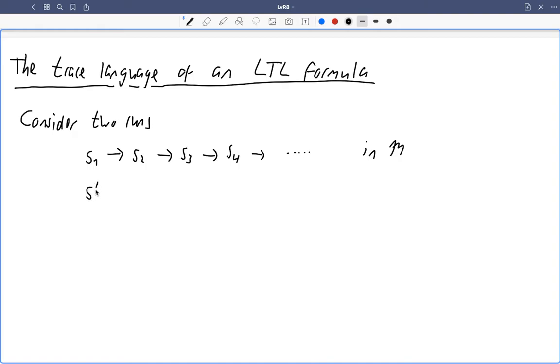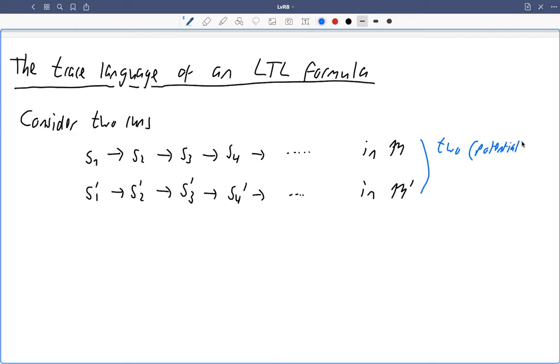And let's say we've got another run, which could be in the same transition system, but doesn't have to be. It could be in a different transition system. So this is potentially in a different transition system M prime. So these are two potentially different transition systems, they don't need to be different.